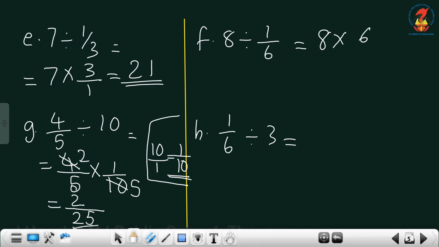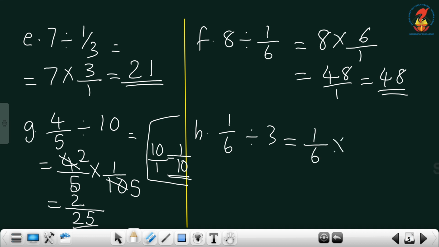And the next one, 8 divided by something. The reciprocal of this one is 6 by 1. And here also the denominator is 1. That is easy for you. 8 sixes are 48. 48 by 1 equals what? 48 itself.